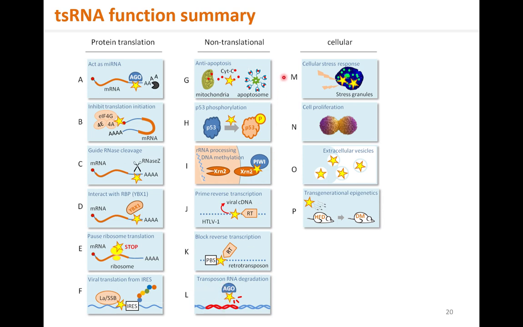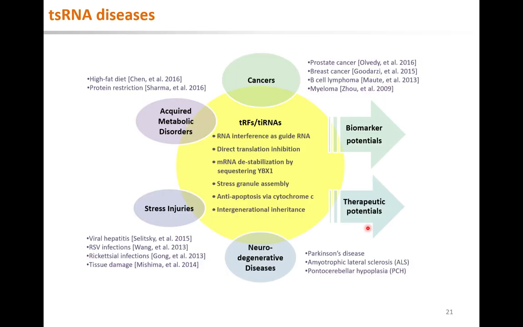At the cellular level, tsRNAs are a major player in cell stress response and in the formation of stress granules, as in M, and N, in cell proliferation. O. Exported in extracellular vesicles, and P. Carrying epigenetic information in sperm tsRNAs to transmit diabetes from the father to the offspring. With these many molecular functions, tsRNAs are involved in many diseases such as cancer, metabolic disorders, stress injuries, and neurodegenerative diseases.